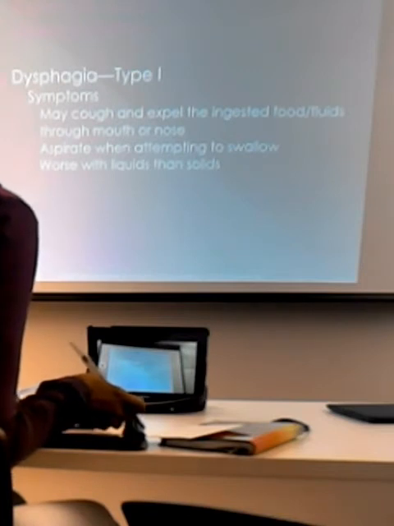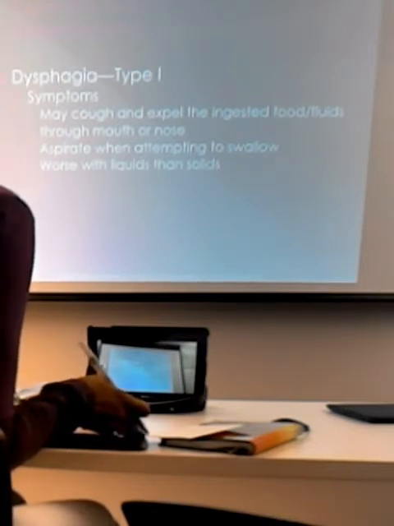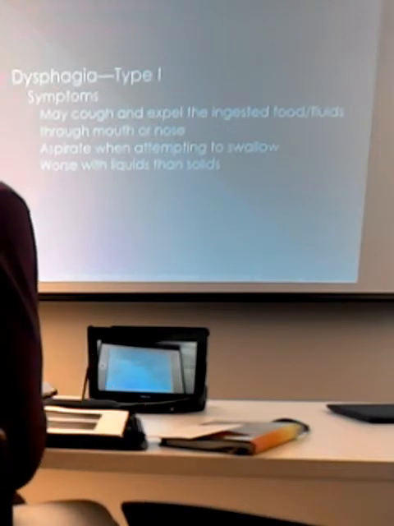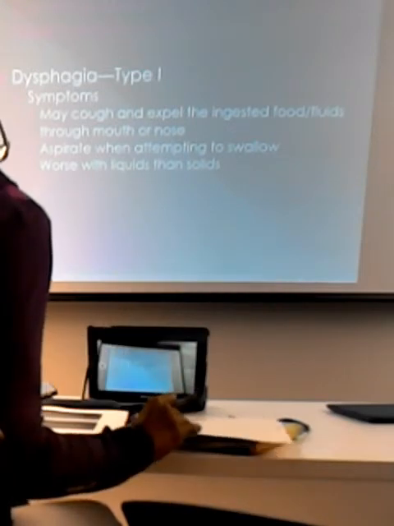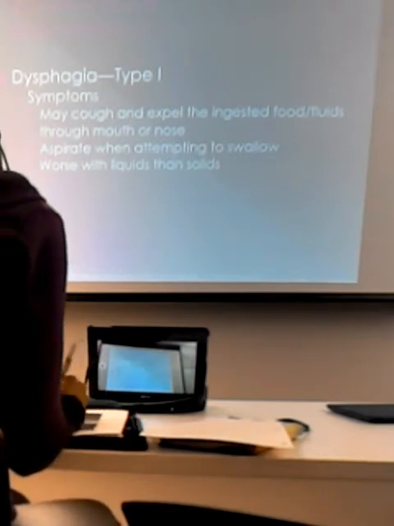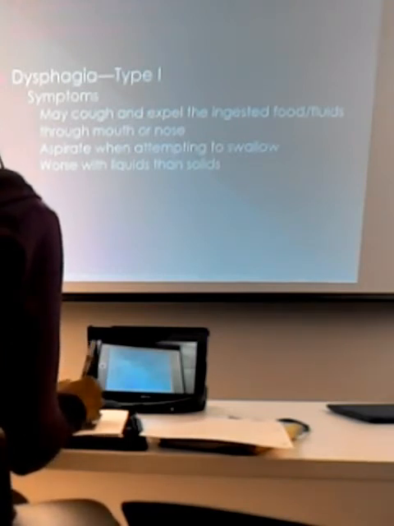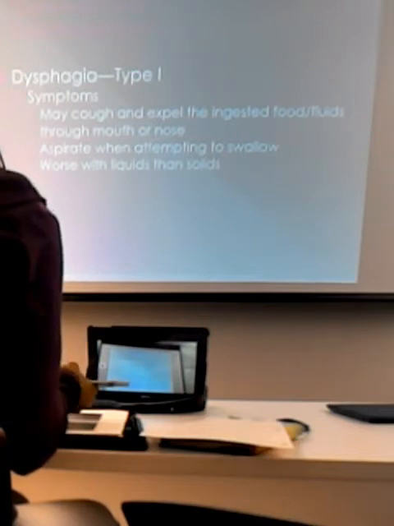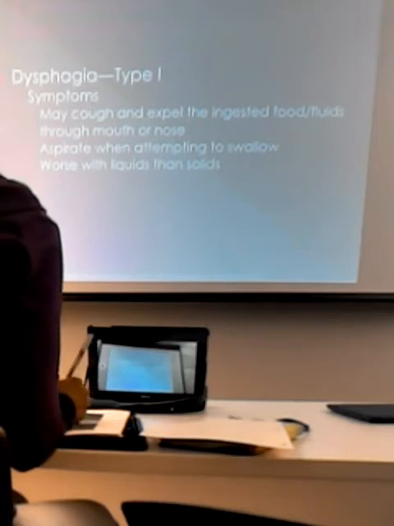So what happens with these people? Either they're gagging and they're spitting the food or the fluid out, or they accidentally aspirate. Okay? Does that make sense? Now, I didn't say that somebody who aspirates has dysphagia type 1. That's not what I said. I said if somebody has dysphagia type 1, if they're not spitting the stuff out of their mouth, then they're at risk for aspiration. Okay?